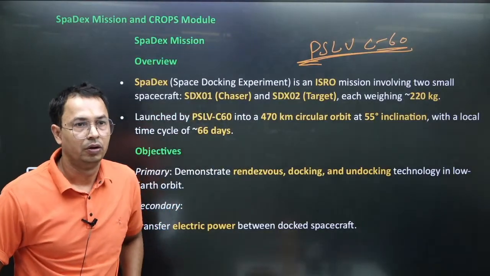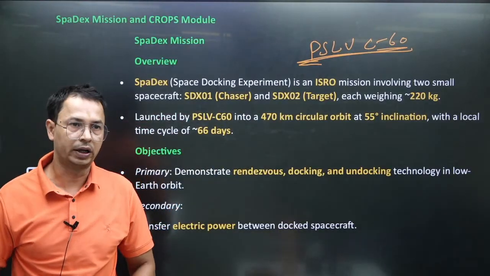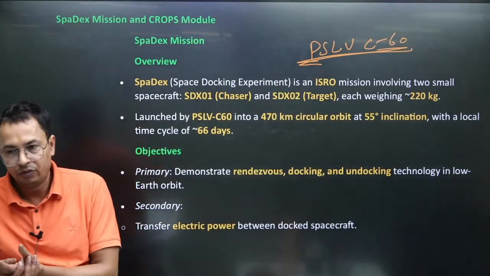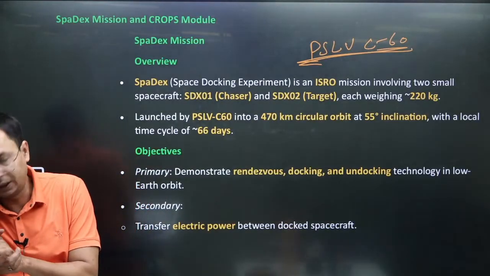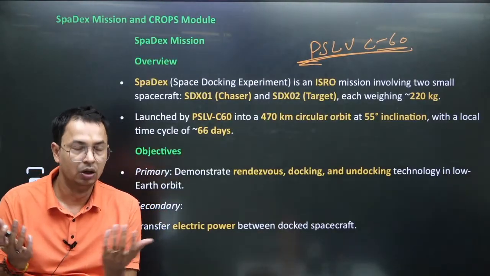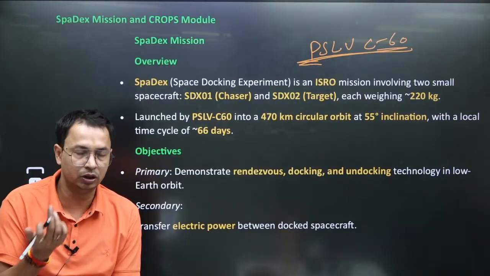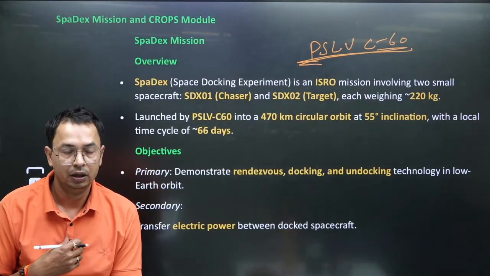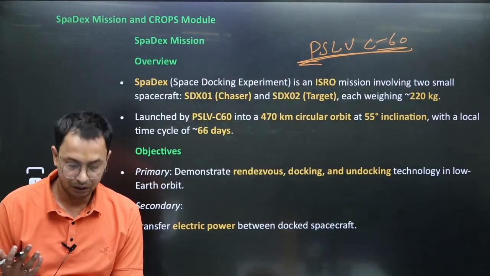In Chandrayaan 4, there will be a requirement of docking and undocking. After that we have planned the Bharatiya Antariksha Station. In the Bharatiya Antariksha Station, we have to do docking and undocking. There are 5 modules. How will they be connected in space? Only by the docking system.